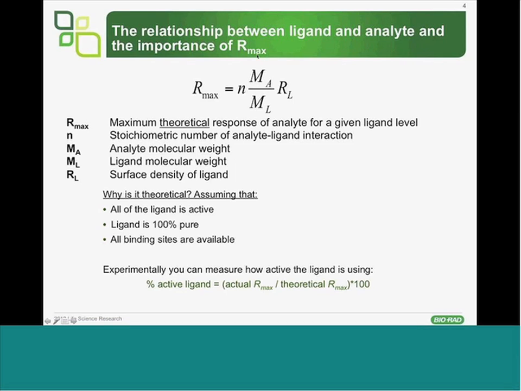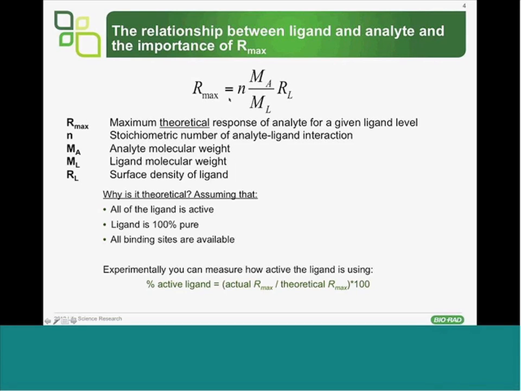So we talked briefly about Rmax, and Rmax is basically the maximum binding that one can achieve with the analyte that flows on a chip on which I already immobilized the ligand. So I first immobilize the ligand, then the chip is ready, and then I want to see what is the theoretical limit of binding, and this is the Rmax. Now, the Rmax is the maximum theoretical response of analyte for a given ligand level.